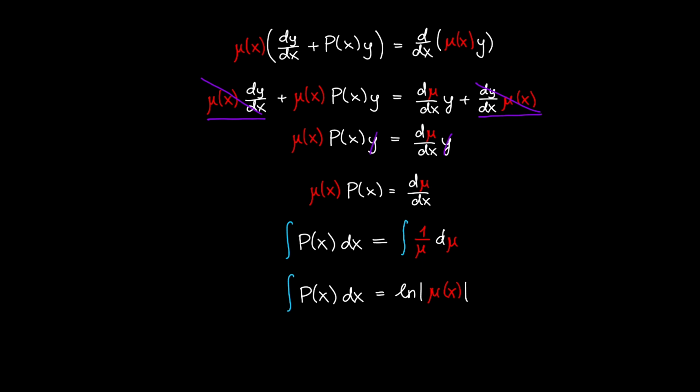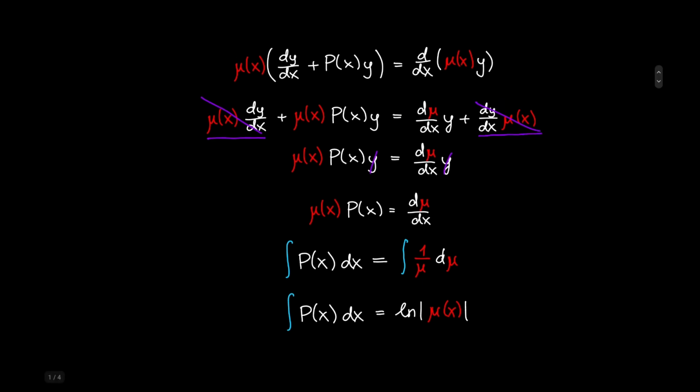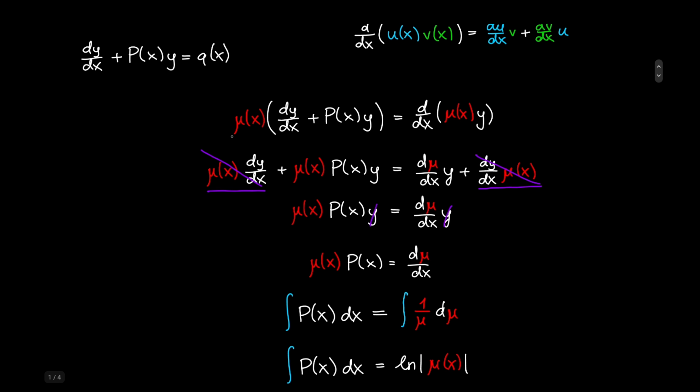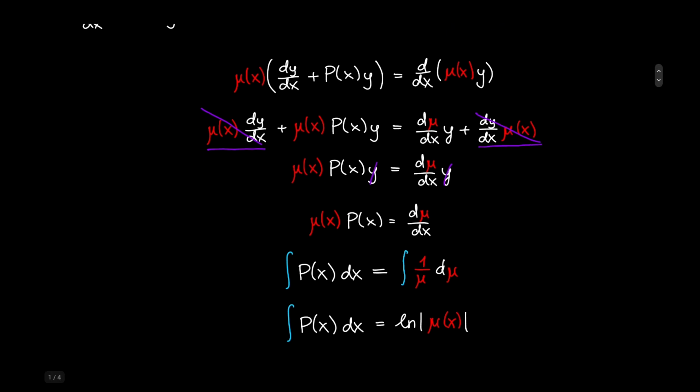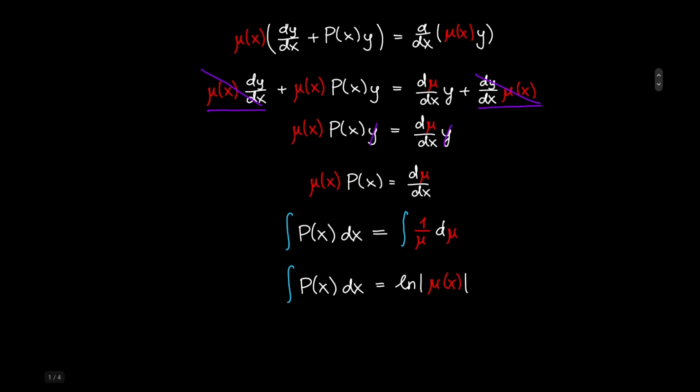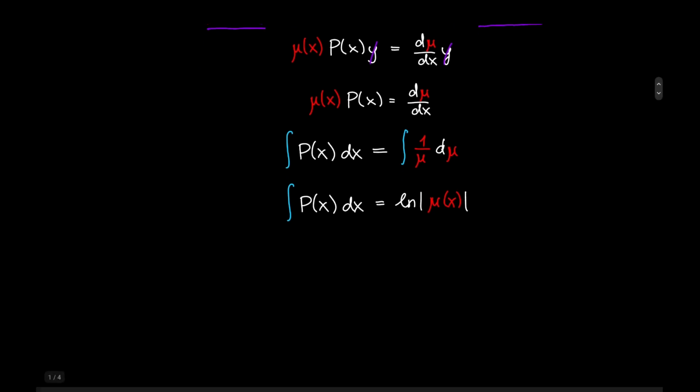And now please don't get lost. Our goal was to figure out what this mu of x is going to be so that we can multiply both sides of the differential equation to make it into the product rule. So that means my end goal here is to write mu of x in terms of something.